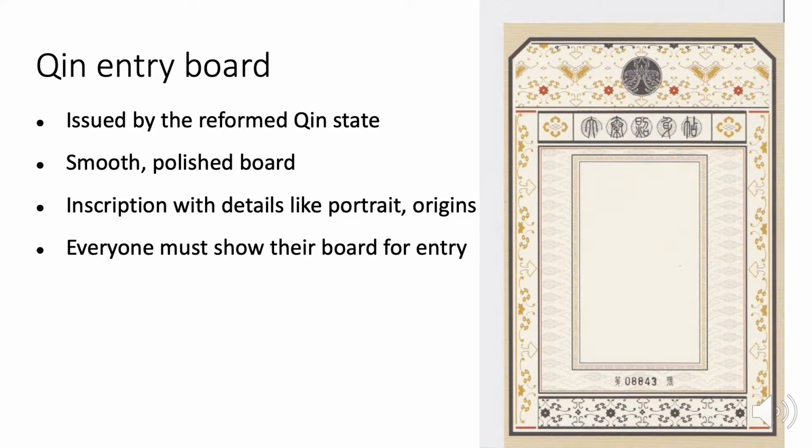This is from a book that I bought at the gift shop there. I thought it was pretty cool. This is a Qin entry board. So this is issued by the reformed Qin state. This was a smooth, polished board, and it would be inscribed with information. A visitor would be bringing this board to gain entry to the palace, to Qin's center of government. So it would either have a portrait of you on it or your origins or information like that, and everyone had to show their board for entry.